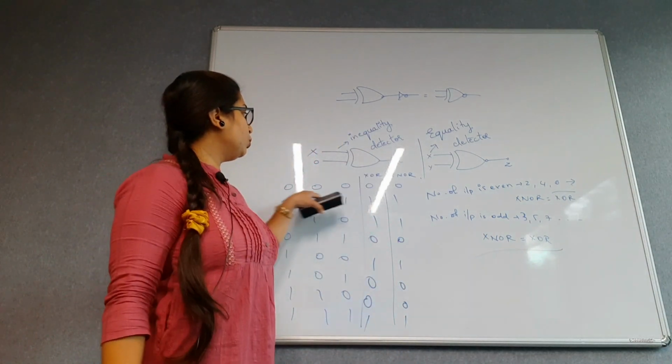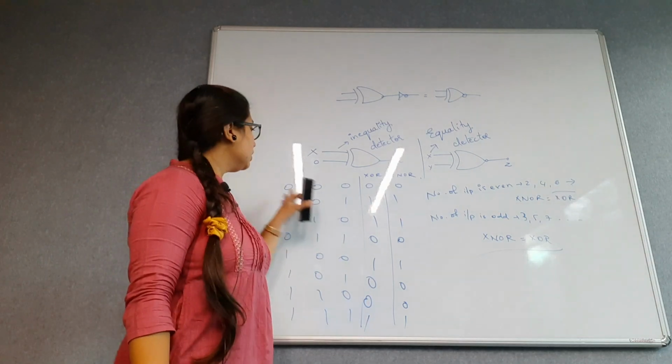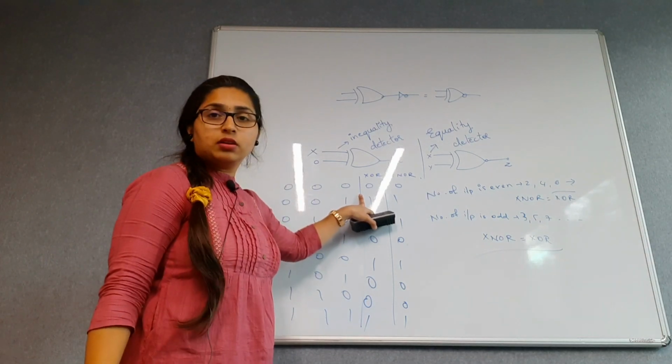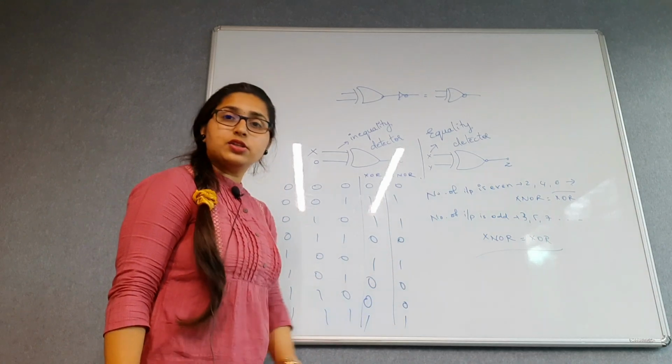Okay, even if you want to write a 4 input truth table, then you can use the same procedure and you can check it and see.